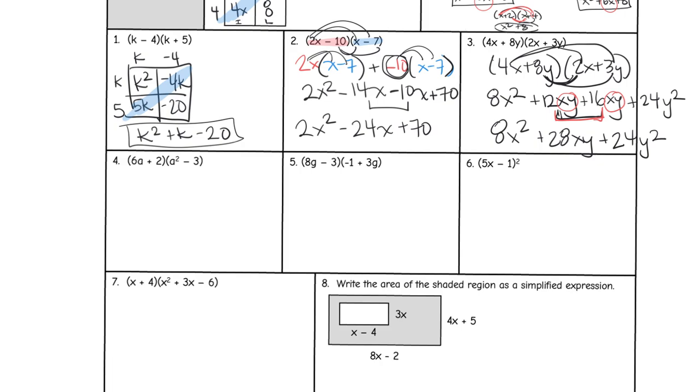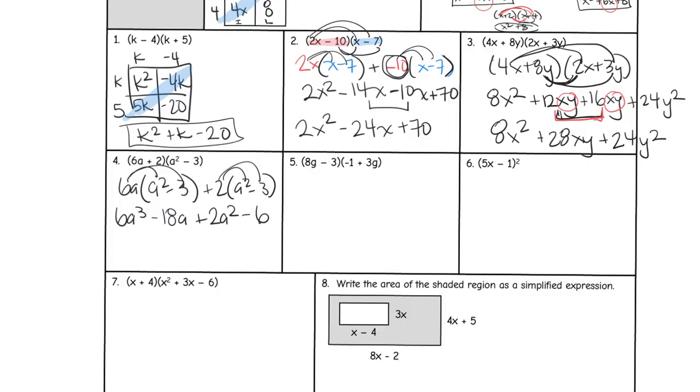All right, I am going to do distributive properties, so I'm going to take 6a and multiply it by a squared minus 3, and I'm going to take 2 and multiply it by a squared minus 3. Okay, so when I distribute this, I will get 6a cubed minus 18a plus 2a squared minus 6.